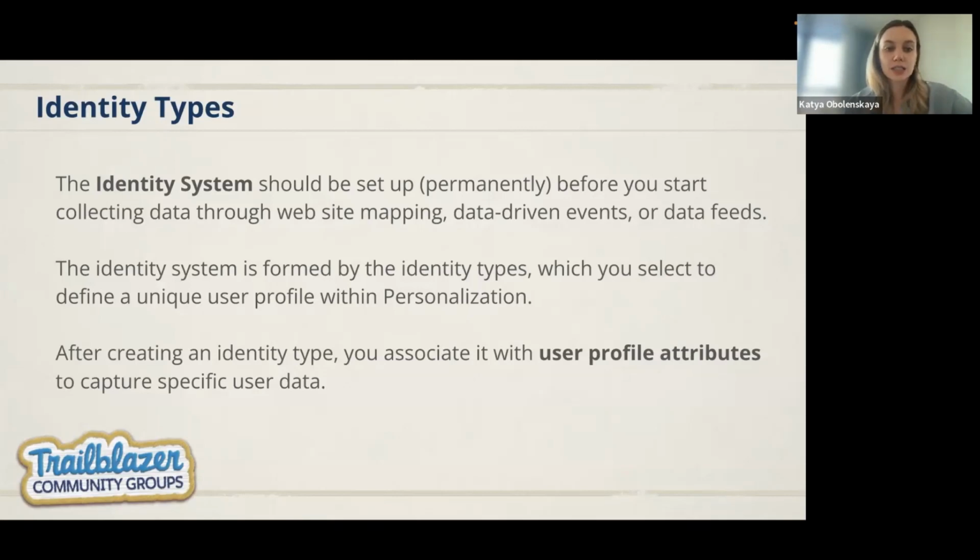And the identity system itself is formed by identity types, as I mentioned. You can see this in the demo. I will show you how to set this up. There you select unique user profiles within personalization. So you basically set up which attributes should be used for identity types. And after creating identity types, you then associate them with user profile attributes to capture specific user data there.